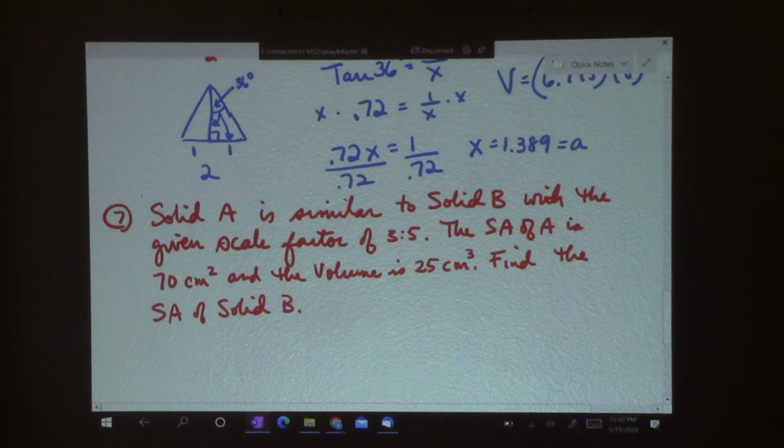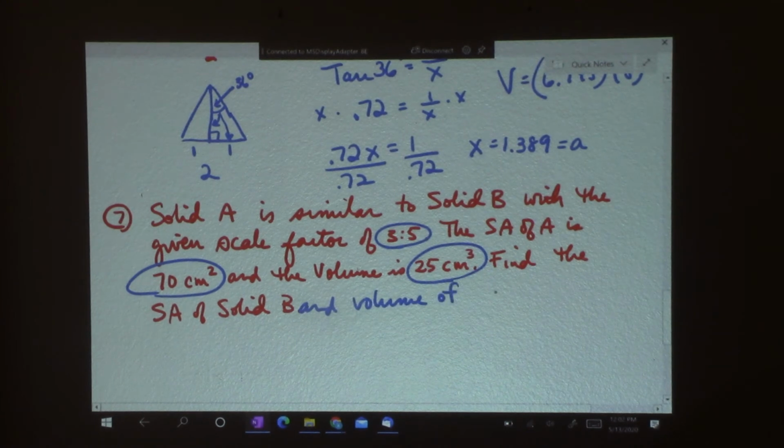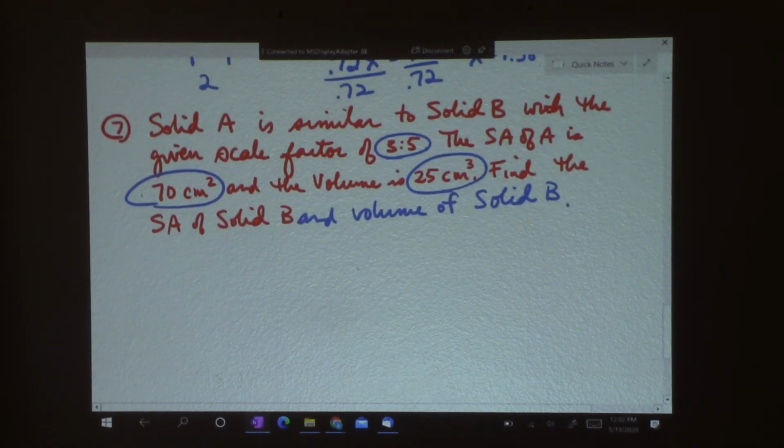That's totally fine. Solid A is similar to solid B with the given scale factor of 3 to 5. The surface area is 70 centimeters squared and the volume is 25 centimeters squared. Find the surface area and the volume of solid B. Okay, we don't even have to know what shape they are. We just need to know the relationship. So 3 to 5 is my side ratio.